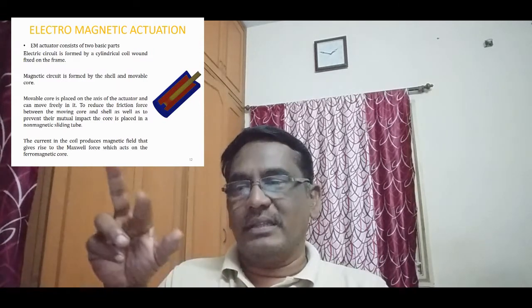And an electromagnetic actuation system, basically, will be like this. Two basic parts. One is the electric circuit, the other one is the magnetic circuit. The electric circuit is the outer one, the magnetic circuit is the inner one. The magnetic core will be freely moving, so the magnetic core will be inserted in a non-magnetic material so that it can freely move. It is shown in the figure. This is the basic structure of that electromagnetic actuator. The movable core is placed inside, and the outer thing will be the electrical circuit covering.